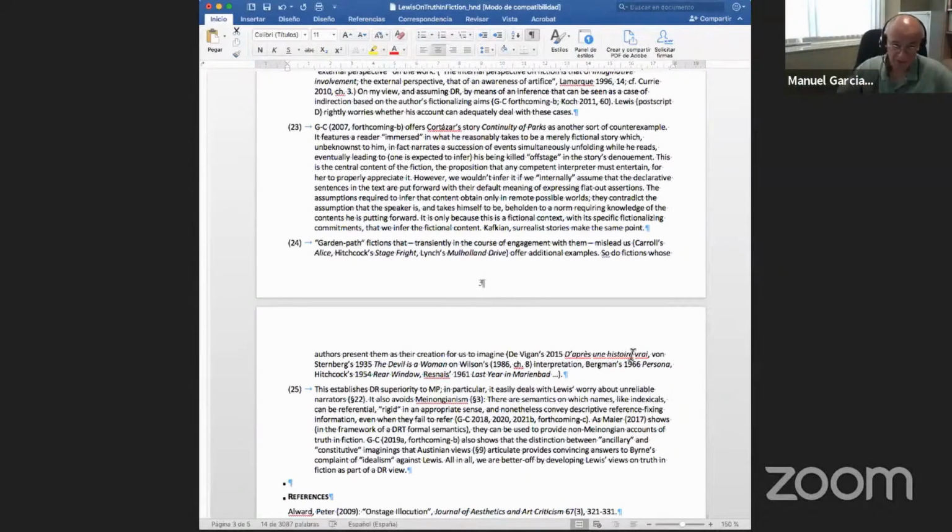By the way, this objection that these are postmodern cases is not right. In fact, you can find cases like this all across the history of fiction. But again, I'll leave the point here.